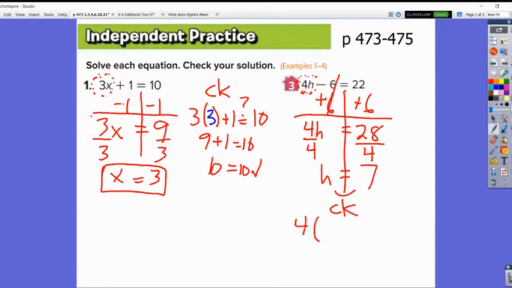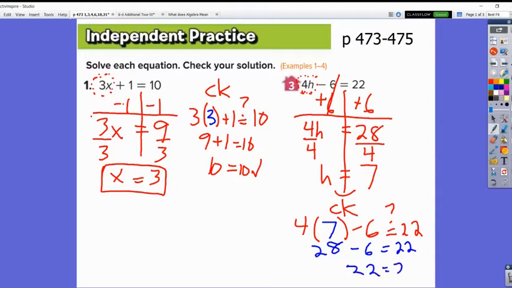4 times h minus 6 might equal 22. And instead of the h there, I'm going to put a 7 because that's what I think h is equal to. So that's 28 minus 6. And sure enough, 28 minus 6 is 22. Both sides are equal. So my answer is correct. H equals 7.